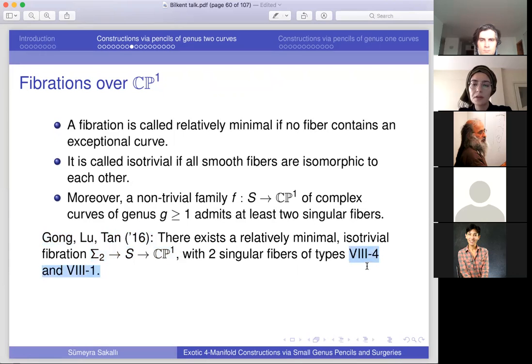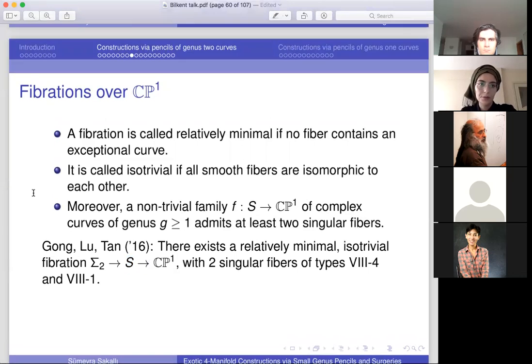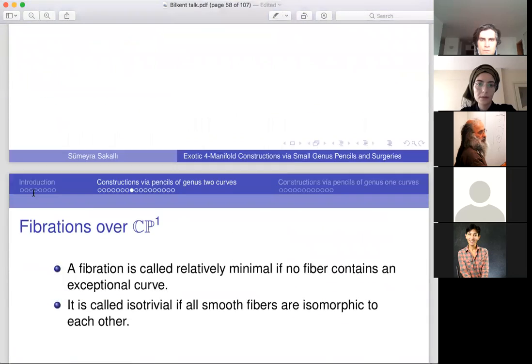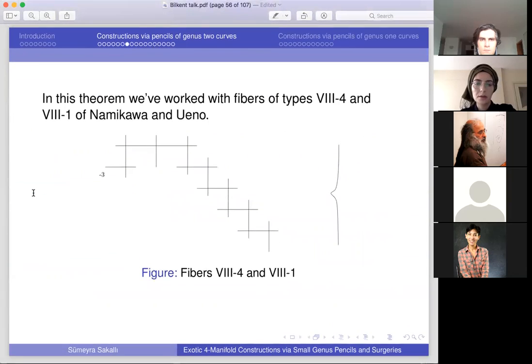They also work with the Namikawa-Ueno classification, and they show that these 2 fibers come together inside a complex surface S, which is their total space. It's great. But when you want to work with them, let me go back here. Thanks to their results, we know that these two fibers come together inside a complex surface.